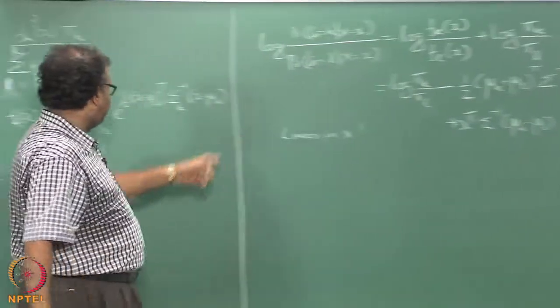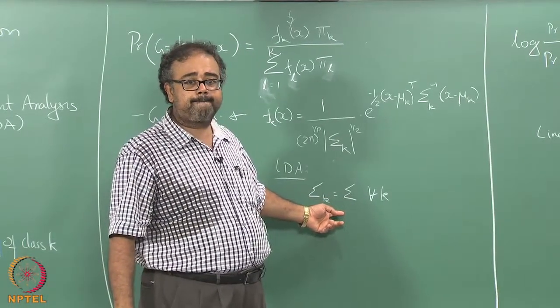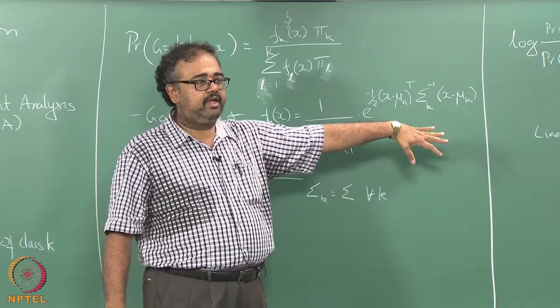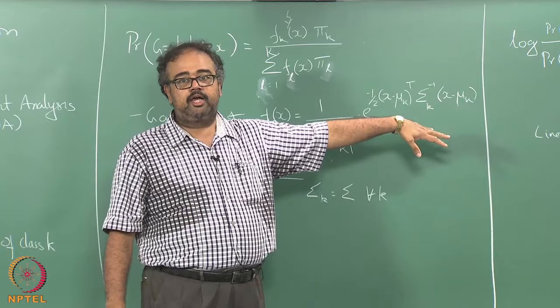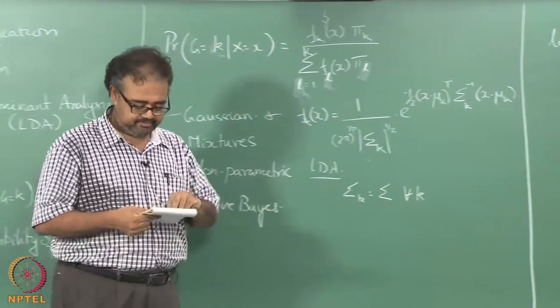Right, so to get the linearity we needed to make this assumption. If we do not make this assumption, what will happen? The x squared term will stay there, and what we get is QDA. I told you about QDA. So if I do not make this assumption I will get QDA.